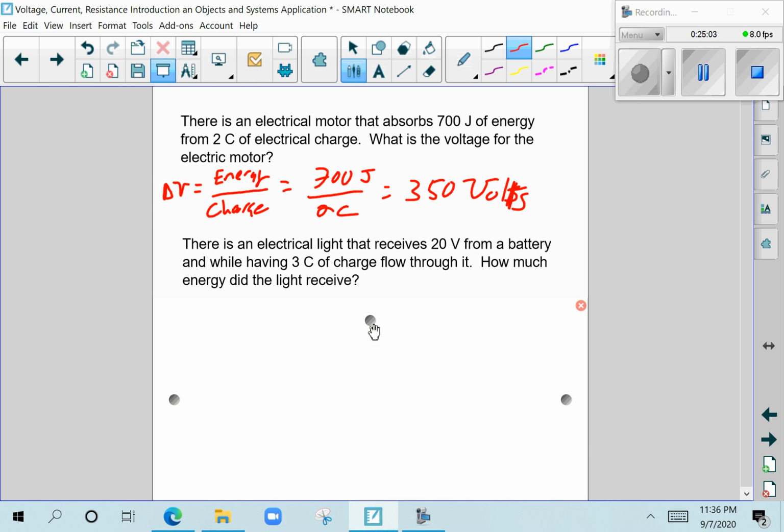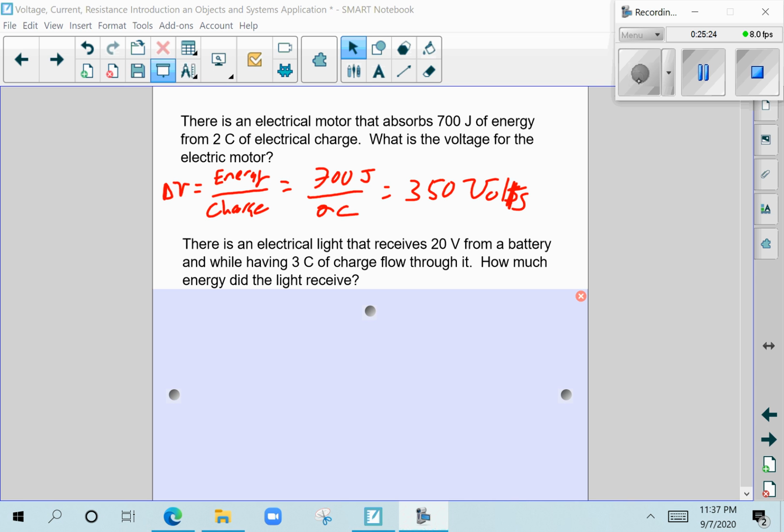My next question: there is an electrical light that receives 20 volts from a battery while having 3 coulombs of charge flow through it. How much energy did the light bulb receive? So again, pause the video real fast, try and solve this out, and then you can see how you did. I'll show the answer in 3, 2, 1.